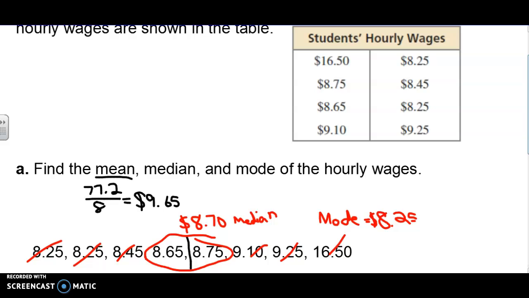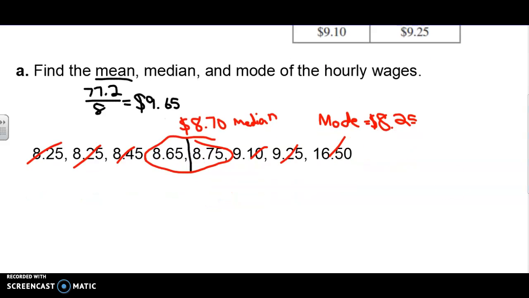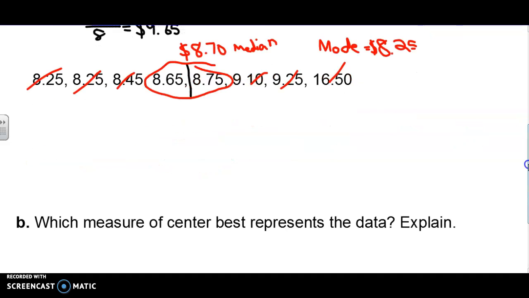So what that's going to do is it's going to mess the mean up. It's going to make the mean or the average higher than it should be. And if you notice here, the mean is $9.65, but the median is $8.70. So which one of these numbers would you think best represents the middle number of the data? Well, the only number that is bigger than 9.65 is the 16.50. So that wouldn't be a really good measure of center for this data because of the outlier. So the best measure of center when there is an outlier is the median.